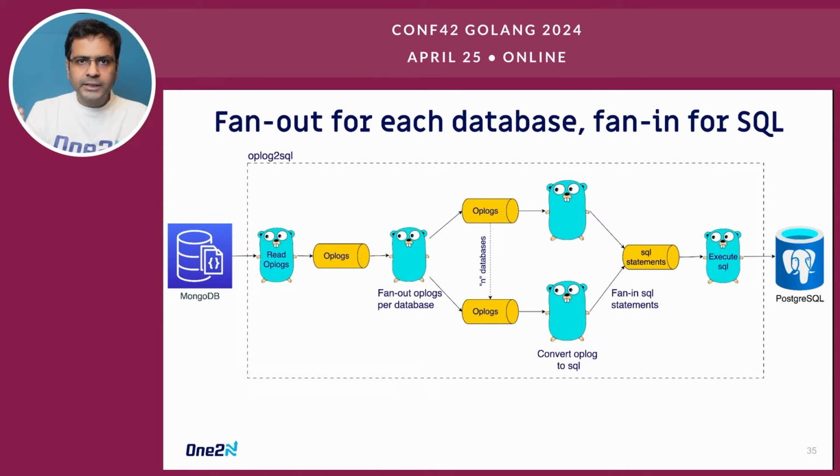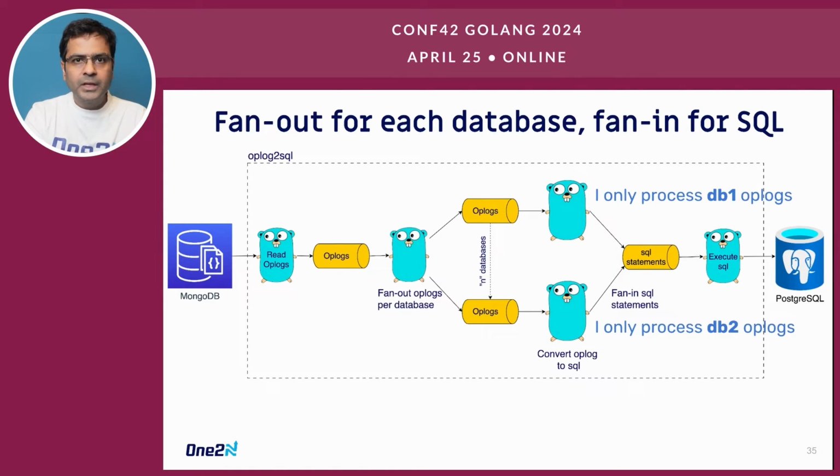On the right side of the oplogs for each database, we will have a go routine that will consume these oplogs. Remember, each go routine consumes oplogs from only one database. So for example, that go routine only processes db1 oplog. This go routine only processes db2 oplog and vice versa. So we have n number of go routines based on the number of databases.